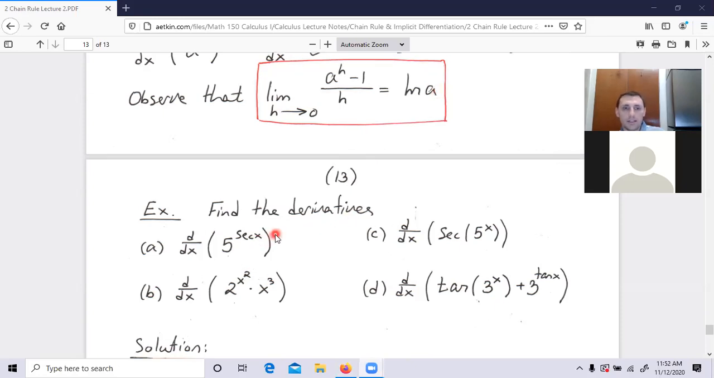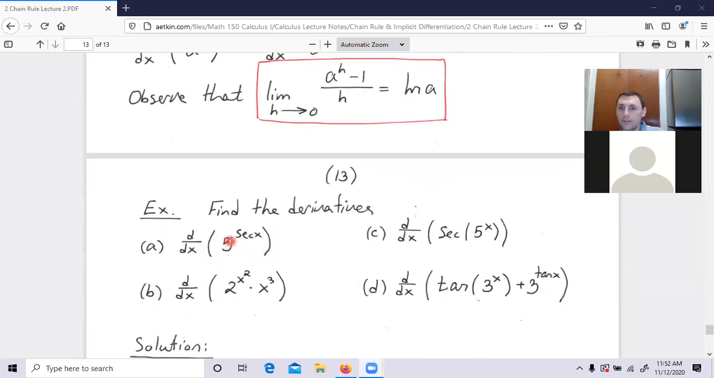You understood, guys. If I take the derivative of e to the x, I get e to the x. But if I take the derivative of 5 to the x, it's 5 to the x multiplied by ln 5.